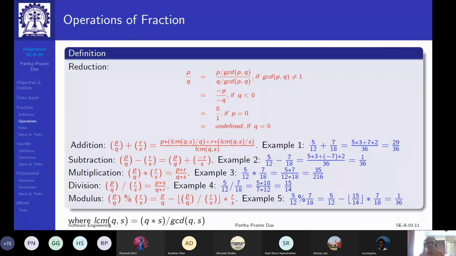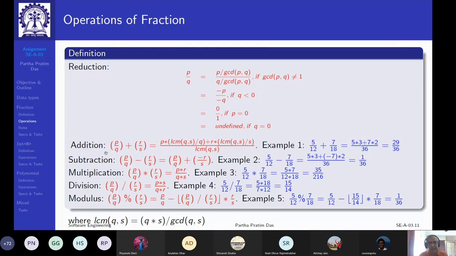Otherwise, 0 by 1, 0 by 2, 0 by 3, all are the same thing. So I uniquify by saying that if P is 0, then Q is 1. And obviously, if Q is 0, then the fraction cannot be defined. It's an undefined one. So this is a reduction operation on any pair of numbers P and Q, so that given P and Q, I can make them represent a fraction.